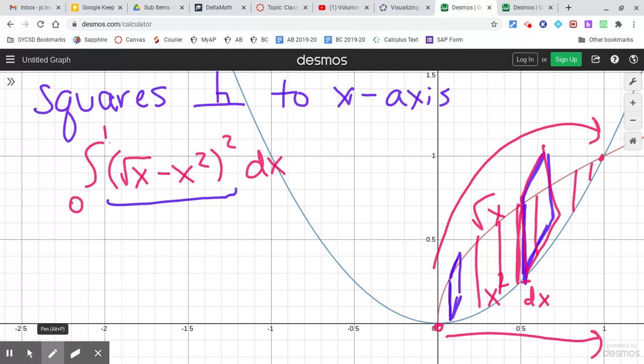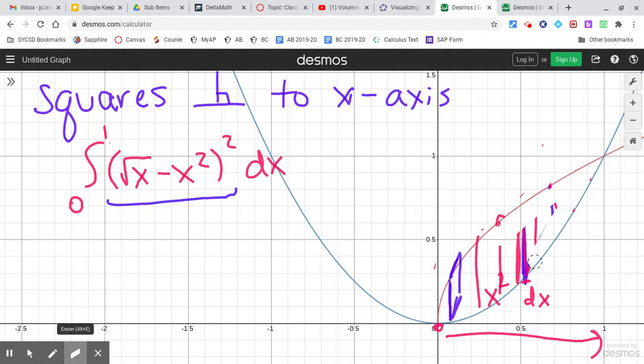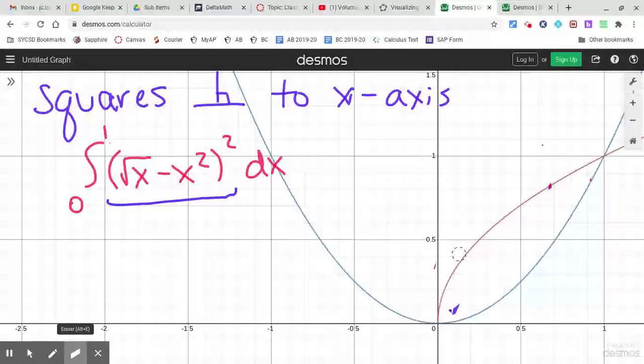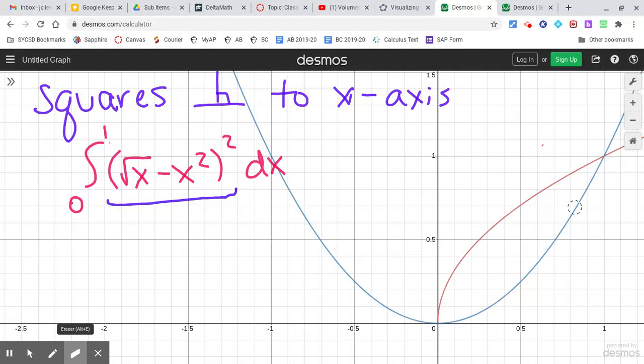Right? So that square is perpendicular to the x-axis in this setup. But what if we change the shape? Because if we can do it with squares, we could do it with any shape they give us. We know the limits of integration. As long as we know what the shape is and that it's perpendicular to the x-axis or y-axis, we can figure this guy out.